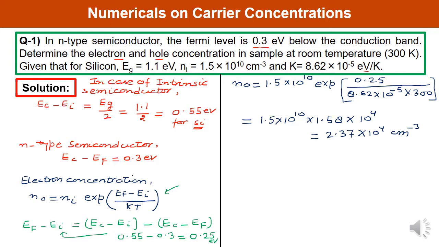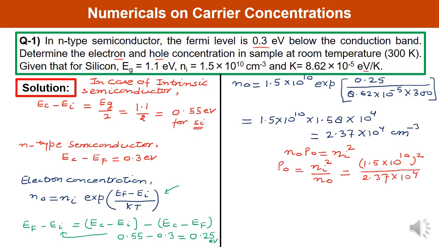Now what is your requirement? You have to calculate the hole concentration. So you know the formula, N naught P naught is equal to Ni square. So from here, P naught would be Ni square upon N naught. Just substitute all these values. Ni is given, which is 1.5 into 10 raised to the power 10, its square upon N naught you have calculated, which is 2.37 into 10 raised to the power 4. Just simplify it, and after simplification you will be getting its value as 9.5 into 10 raised to the power 5 per centimeter cube. So this is how you can calculate the electron concentration, that is N naught, and hole concentration, which is P naught. I hope now you can solve this question.